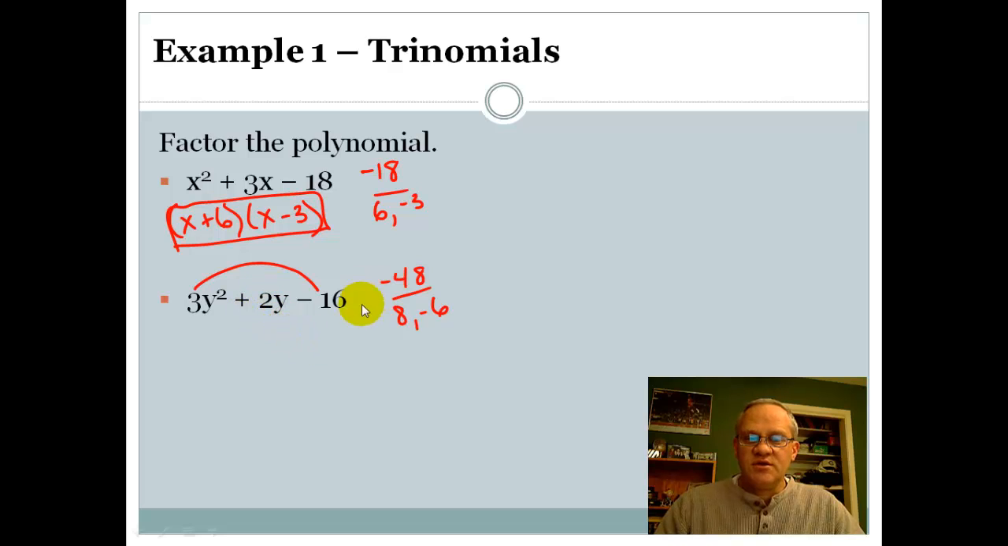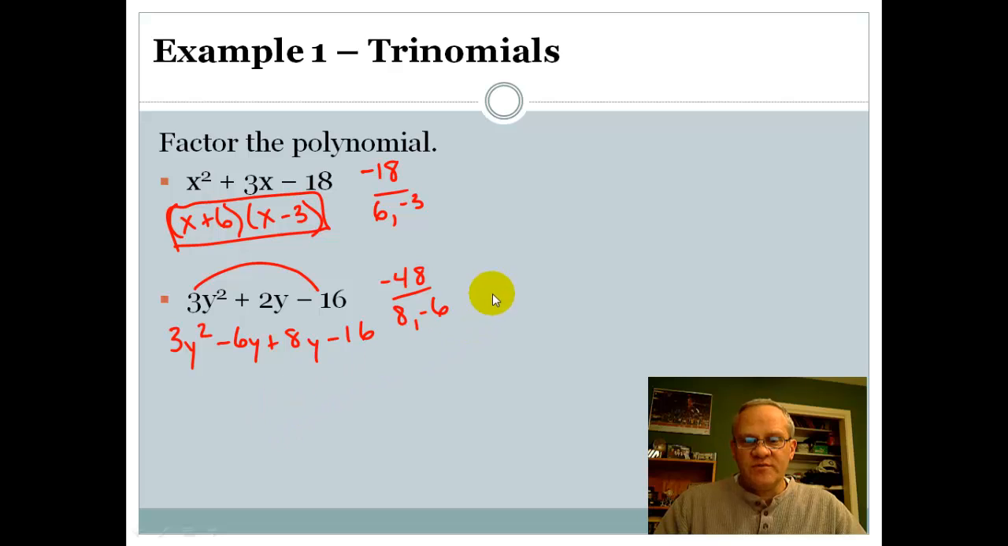This is where some of you like to take this and rewrite it into 4 terms so you can group it. So you'd say 3y squared minus 6y plus 8y minus 16. And now you've got 4 terms and you can group it. The reason I grouped it that way was I thought the 6 would go with the 3 and the 8 would go with the 16.